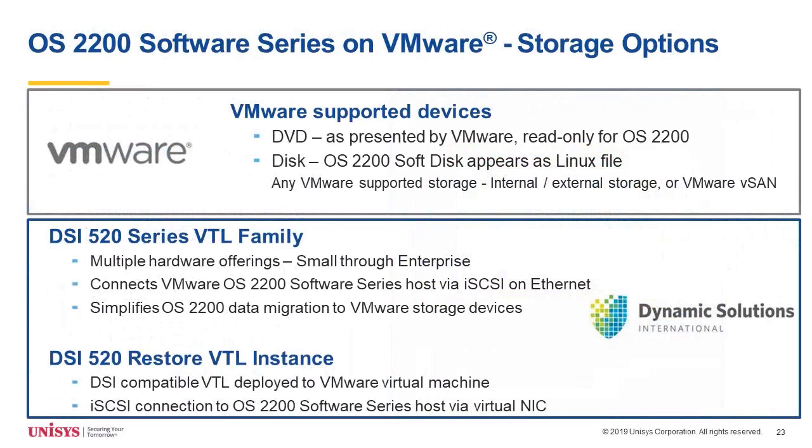Now within the tape environments, we've also partnered with DSI on a couple of different solutions here. They have a DSI 520 family. These are physical appliances that are connected through an Ethernet connection coming out of the VMware instance, as well as their own virtualized VTL, which runs in a virtual machine under VMware and provides a DSI compatible VTL environment for anyone that's running in the OS 2200 software series. And again, that's an iSCSI connection over a virtual NIC.